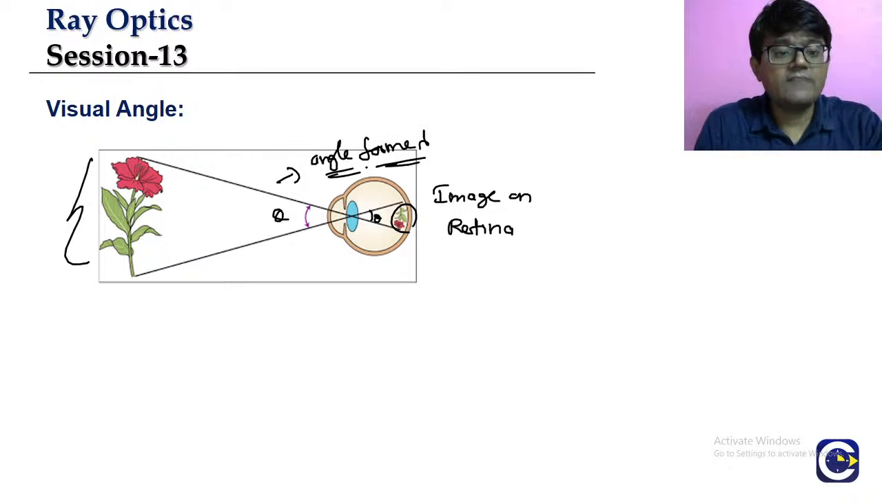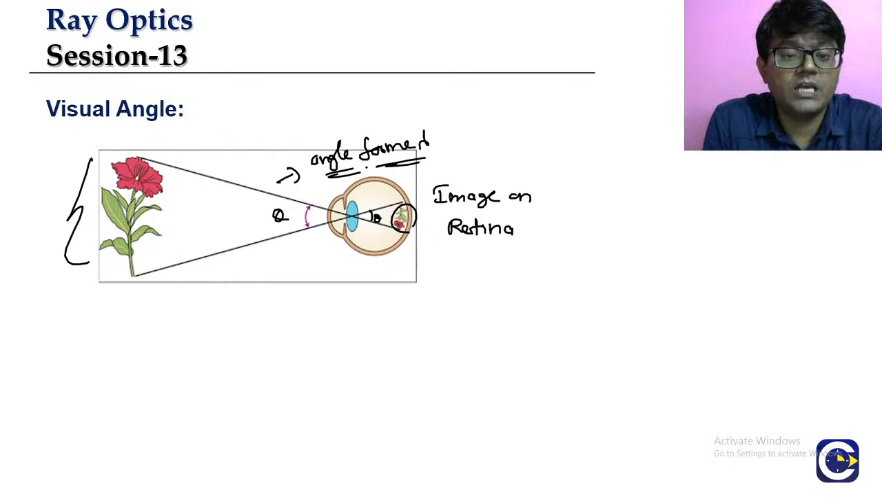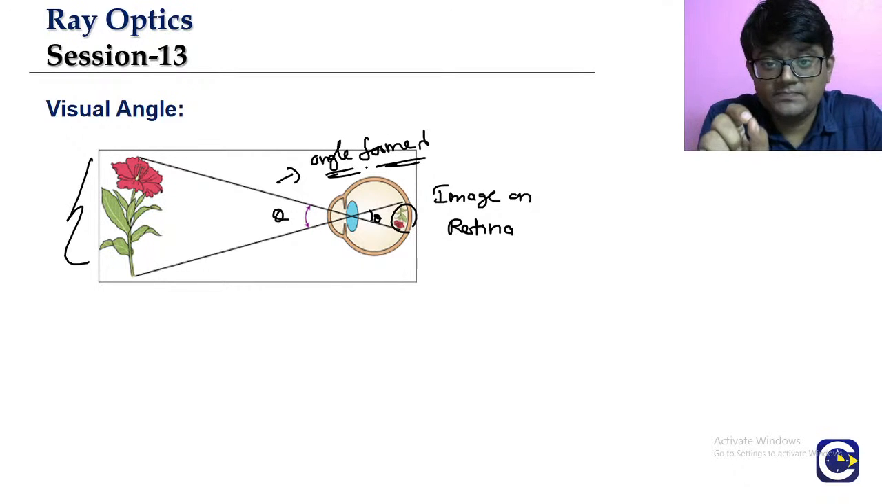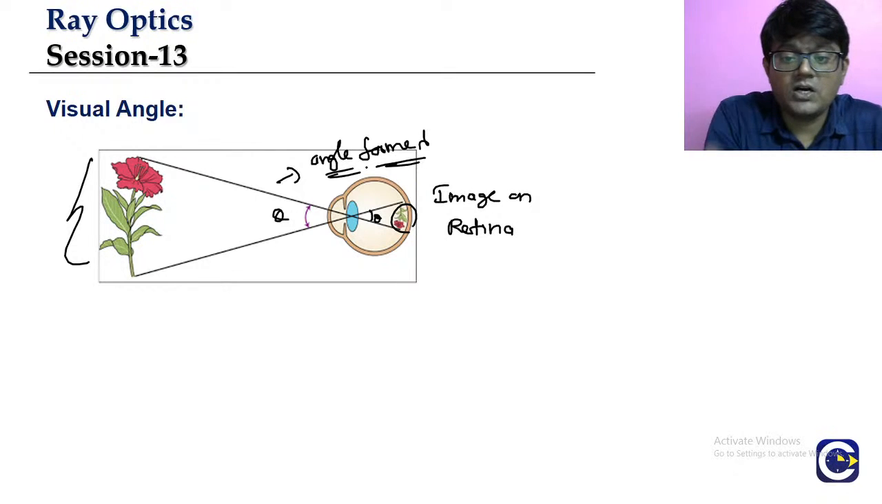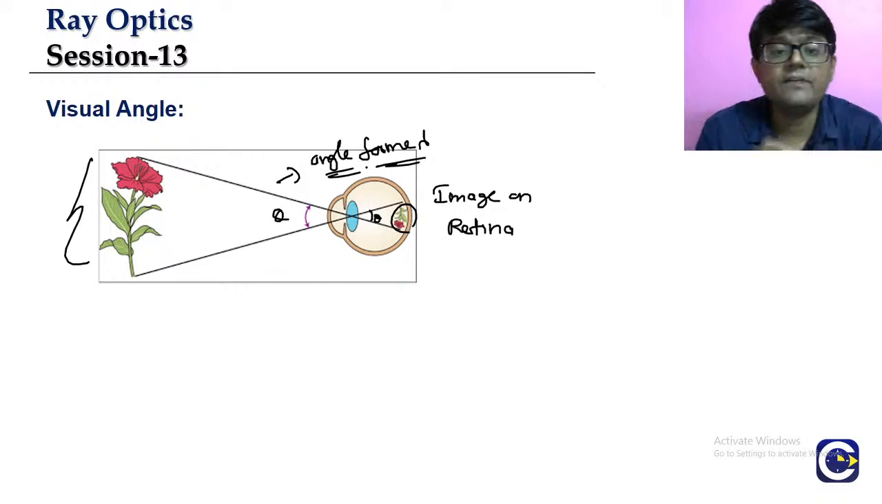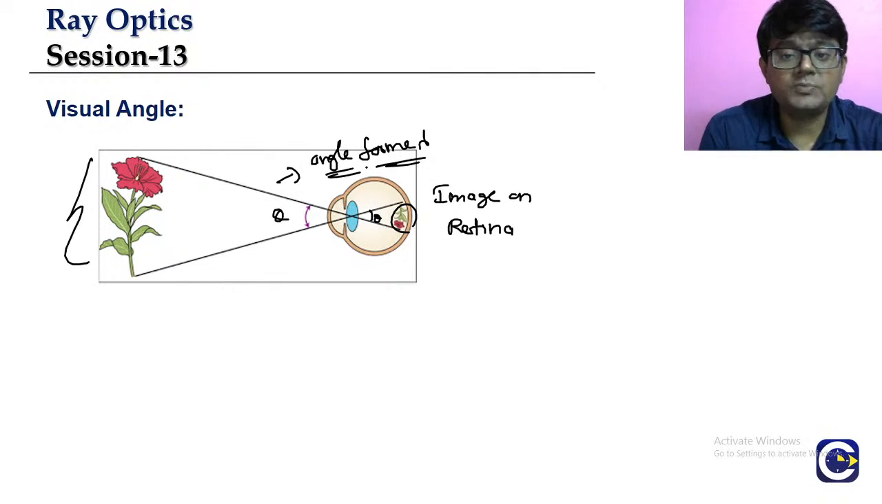So same flower, right? When you take it farther from you, what do you observe? You will see that if you go farther, the object will be subtending a smaller angle. So this angle that is subtended by the image of any object on the retina is what we call the visual angle. Whenever we want to understand the view of any object by our eye, the view is measured by using the visual angle.